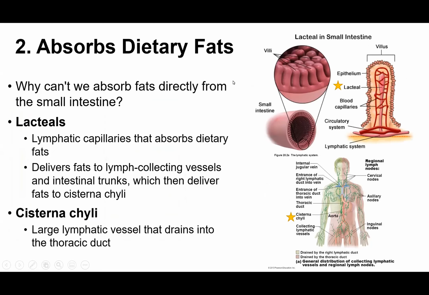The second major function of the lymphatic system is to absorb dietary fats. And I pose this question, I usually pose it in class, but this is just going to have to do. Why can't we absorb fats directly from our small intestines? So if you think back, it's been a while, but let's think back to the digestive system unit.